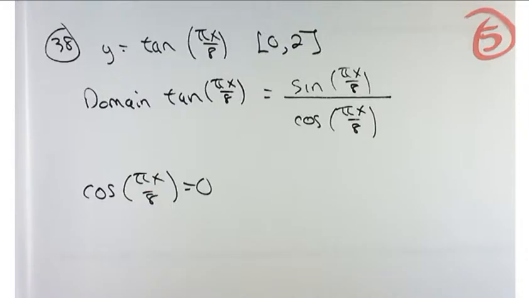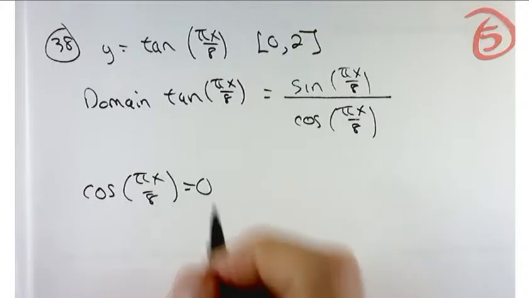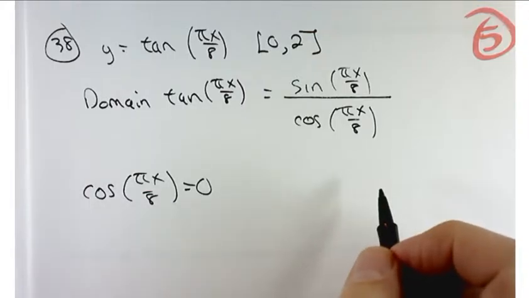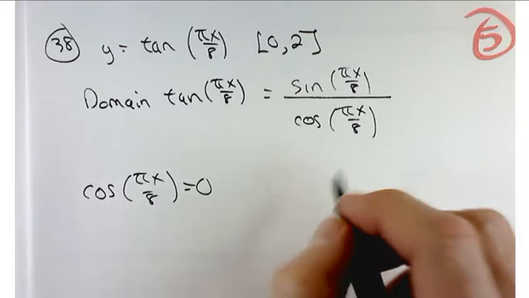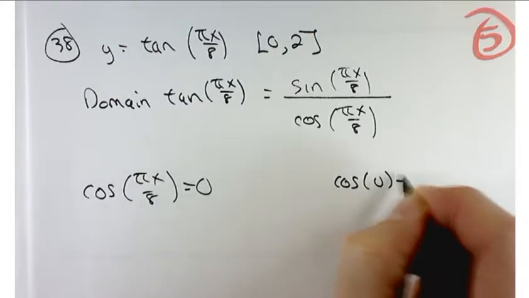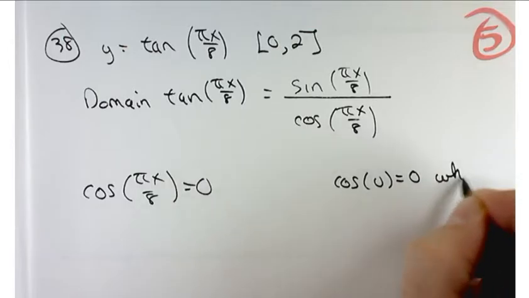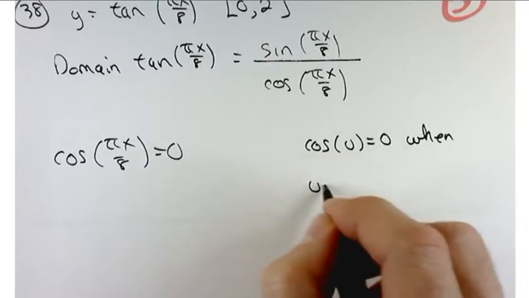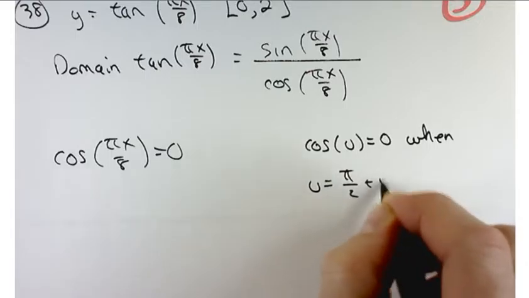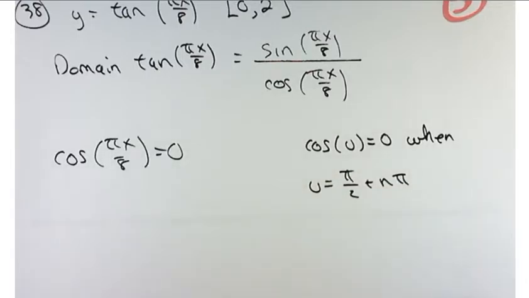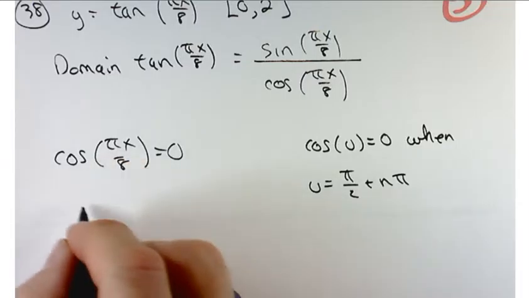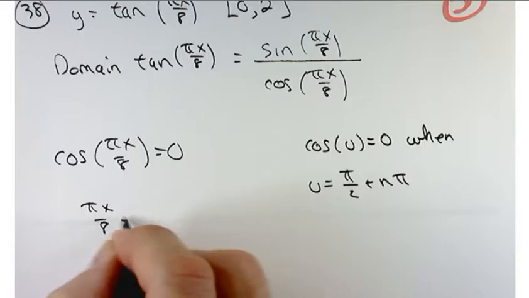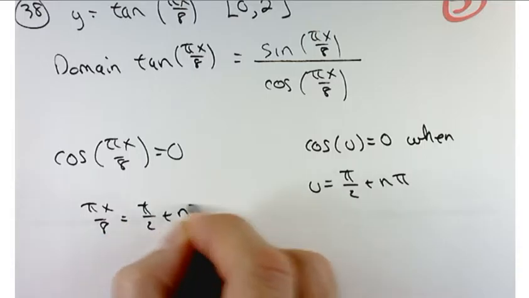And although it's kind of a small part and maybe even an unnecessary part of this problem, it's good practice here. Very good. In general, cosine of u equals 0 when u equals pi over 2 plus multiples of pi. We've seen that before earlier today. All right. What's that mean for us here? That means this equals 0 when pi x over 8 equals pi over 2 plus n pi.